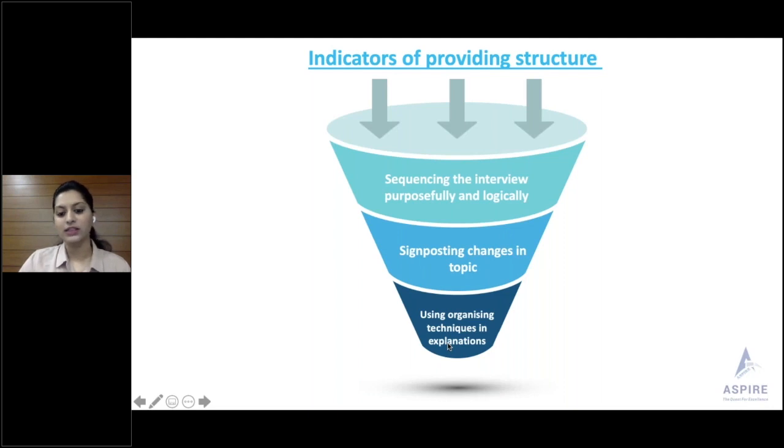Using organizing techniques to explain. So I could give you examples of this so that you understand this better. It's like, when I say we will address that first and then move on to your other symptoms, is that okay with you? Or could I start by just asking a few more questions about the joint pains, and then we can come back to your difficulties with the children?